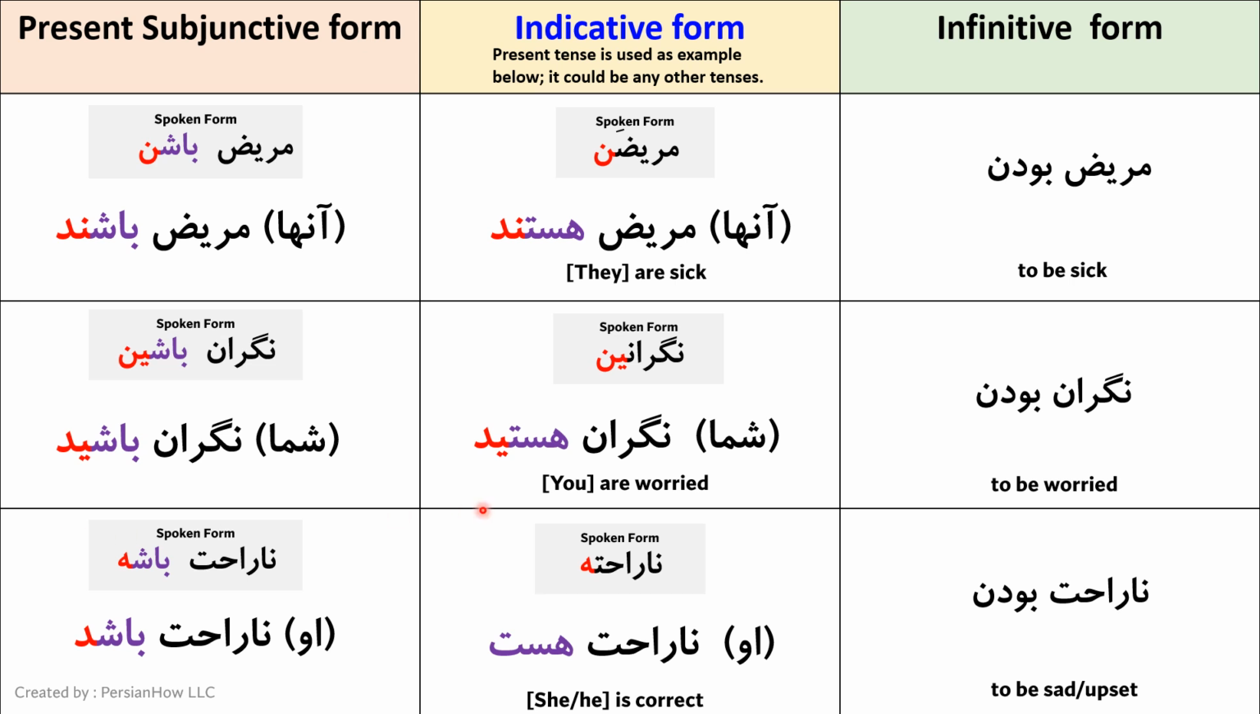Let's take a look at 3 examples. The first one, مریض بودن, مریض هستند. Let's say the subject is آنها. The subjunctive form would be مریض باشند. نگران بودن, نگران هستید. The indicative and then the subjunctive, نگران باشید. ناراحت بودن, the indicative is ناراحت هست. The subjunctive is ناراحت باشد.